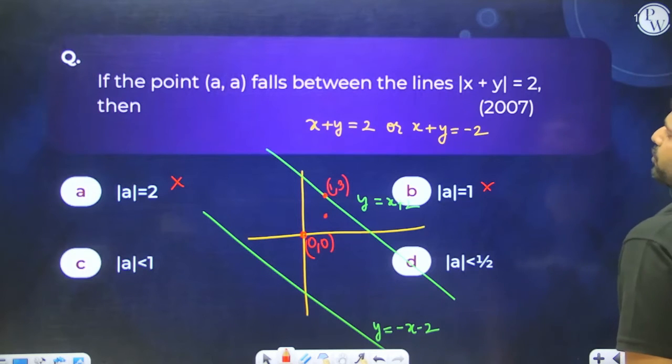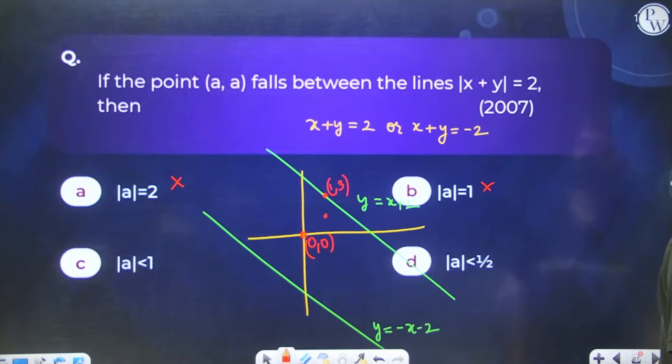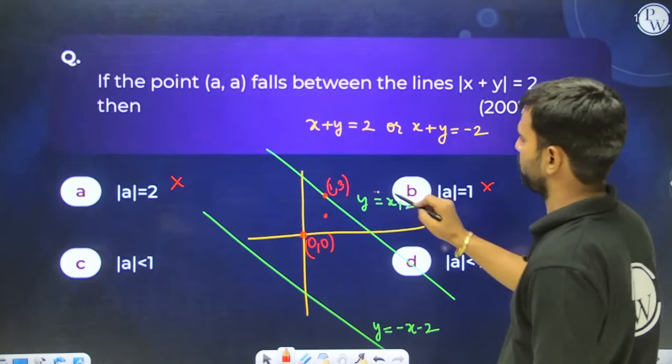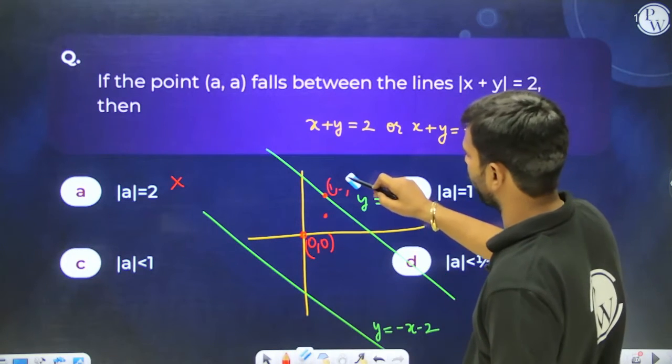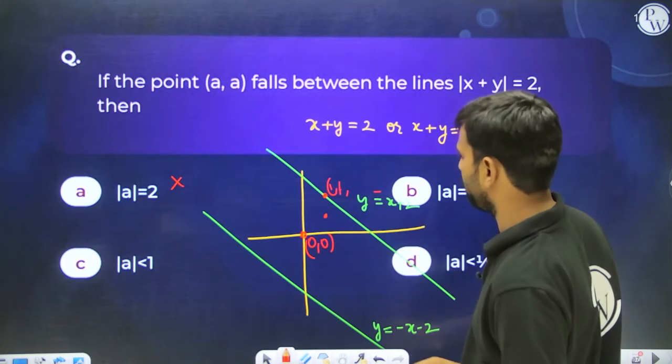Okay, this line is going to be what? Y equal to x plus 2. No. Both lines will be y equal to minus x plus 2. Okay. So the moment you put x equal to 1, this point is going to be 1 comma 1. Okay, so this is not our answer.